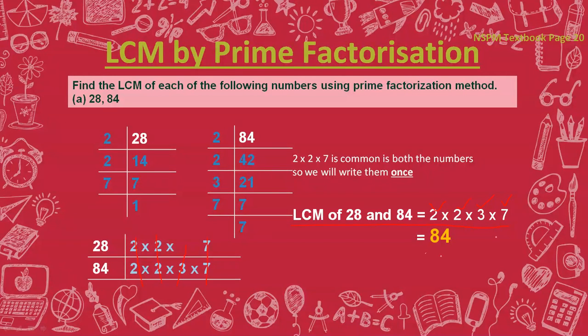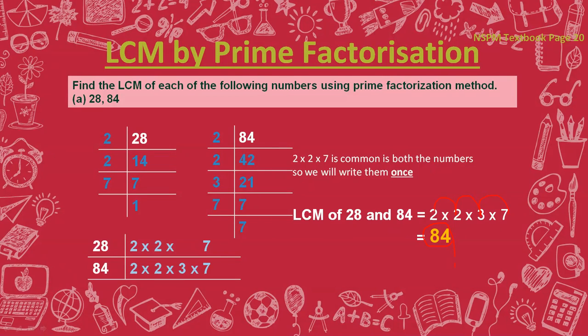Once you have considered the common numbers, then find the answer from the multiplication. 2 twos are, what number comes? 4. 4 threes are, what number comes? 12. Then multiply by 7. So the final answer will be 84. So this is the way you find the LCM.